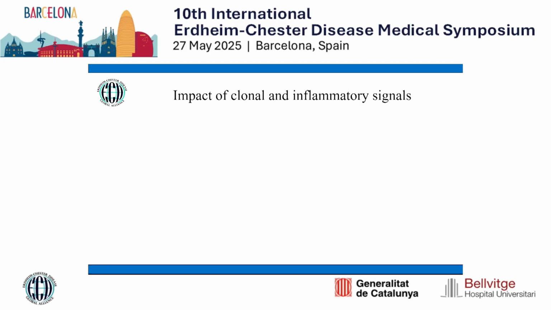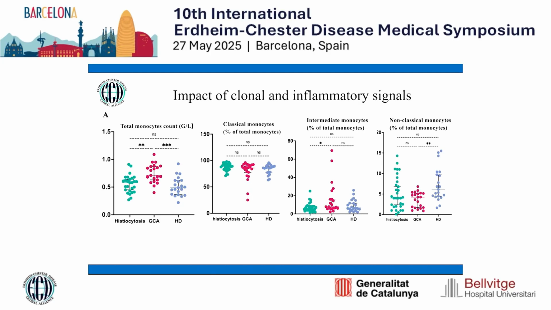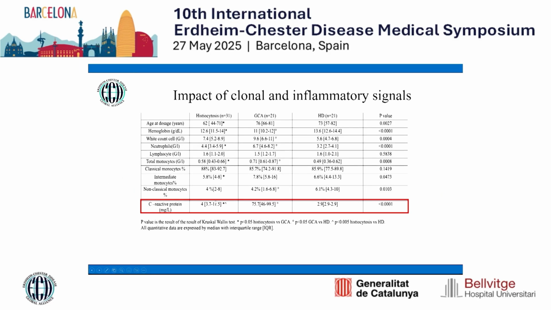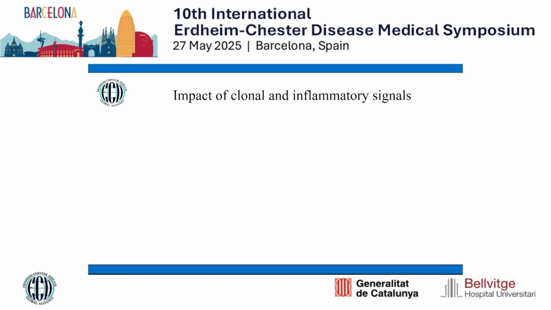So first we wanted to see the difference between patients with histiocytosis disorder, GCA, and LC donor. And the difference that we saw is that there are fewer intermediate monocytes in patients with histiocytosis disorder compared with patients with GCA. So as I told you, it can be a pro-inflammatory subset, and we compared with the CRP level, and as expected, the CRP level was lower in patients with histiocytosis disorder compared to patients with GCA.